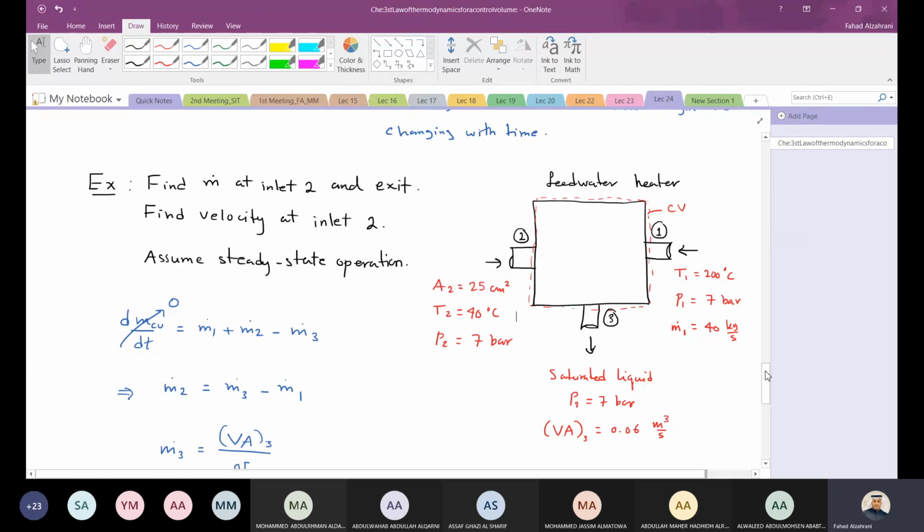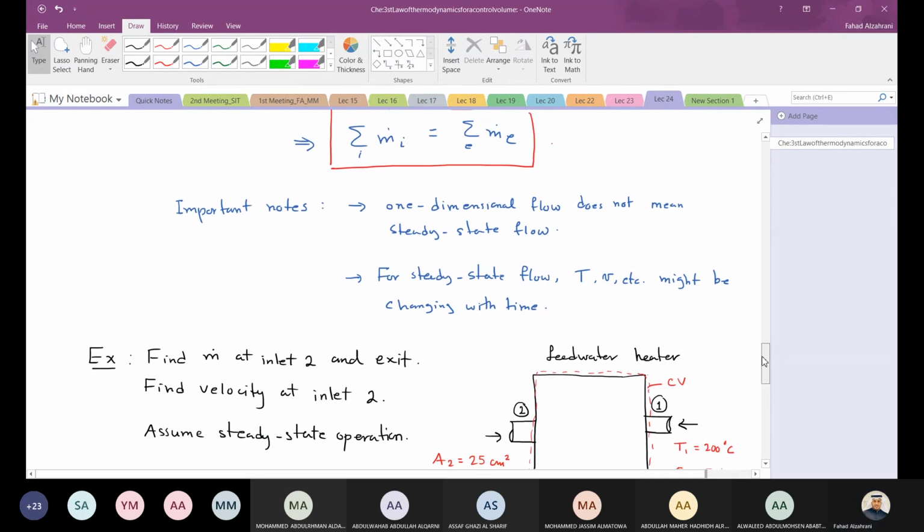The question becomes now: find the mass flow rate at inlet 2 and at the exit, and find the velocity at inlet 2, assuming steady state operation. So this is running at steady state, and we need the mass flow rate at inlet 2 and at the exit, and the velocity at inlet 2.